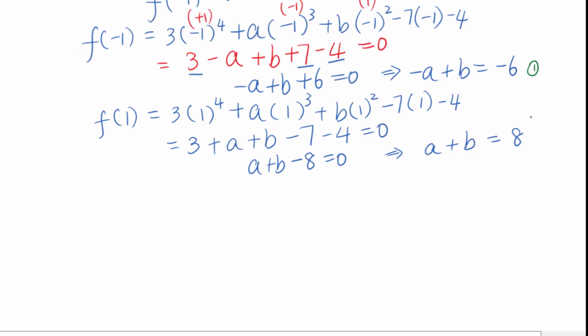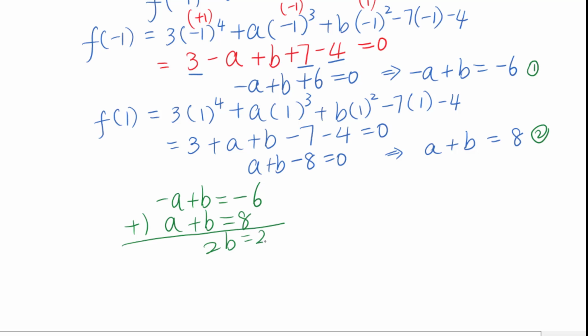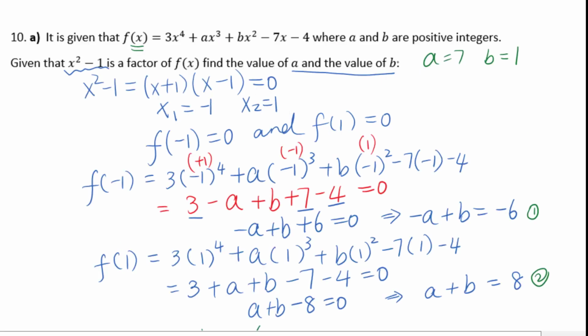We need to solve this system of equations: -a plus b equals -6, and a plus b equals 8. Adding, 2b equals 2, so b equals 1. For a, a equals 8 minus 1 equals 7. So we have a equals 7, b equals 1. The solution to 10a is a equals 7, b equals 1.